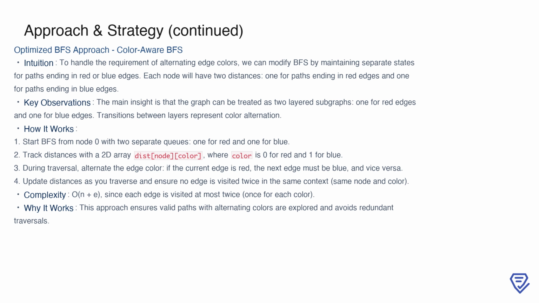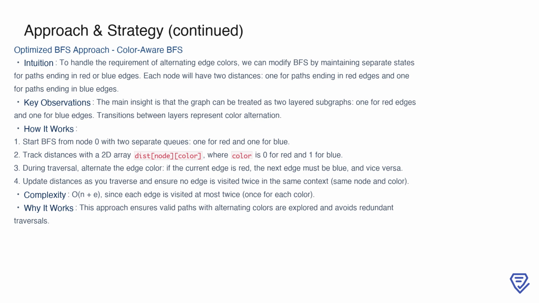To address the issue of alternating edge colors, we can turn to an optimized BFS approach that is color-aware. The key intuition behind this approach is to modify BFS so that it maintains separate states for paths ending in red and blue edges. This means that for each node in the graph, we keep track of two distances, one for paths that end with a red edge and one for paths that end with a blue edge. The graph can essentially be thought of as two overlapping subgraphs, one for red edges and one for blue edges, with color alternation represented as transitions between these layers.